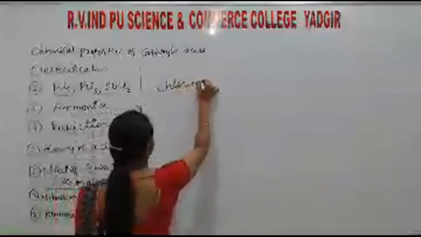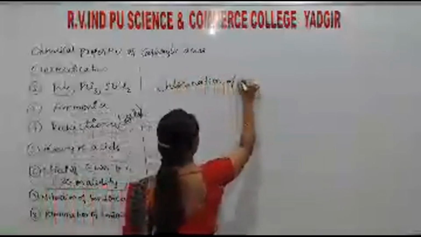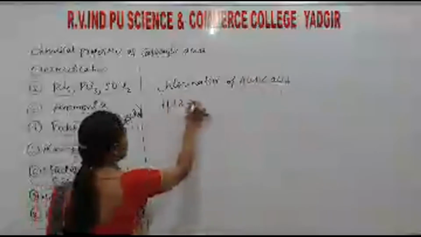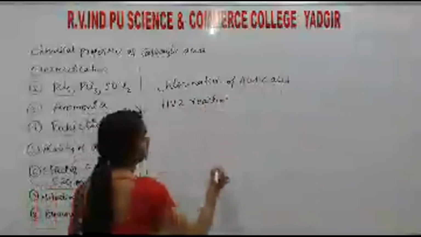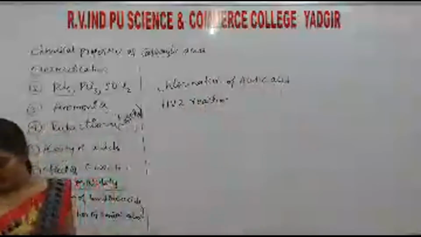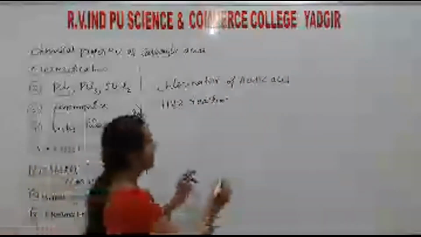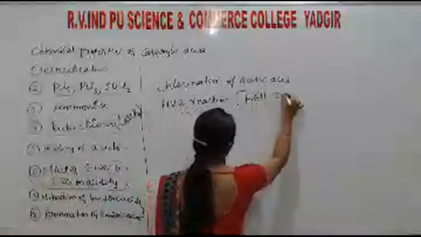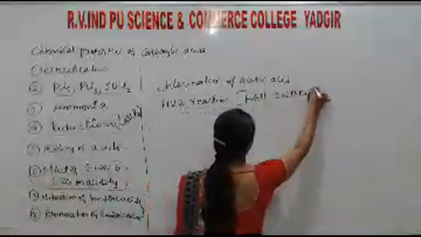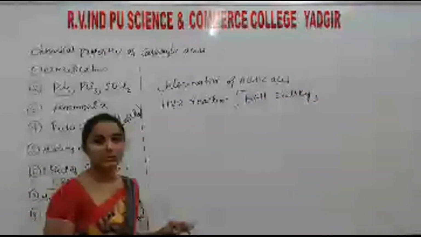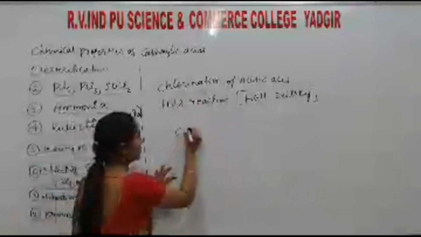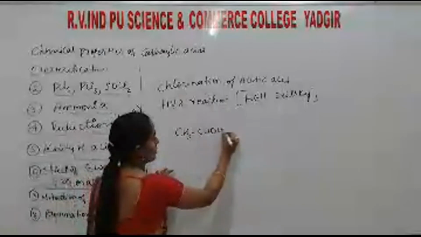Okay, that is chlorination of acetic acid. This is called the HVZ reaction. HVZ reaction. What is that HVZ reaction means? HVZ means Hell-Volhard-Zelinsky reaction. Okay, so acetic acid means CH3COOH.